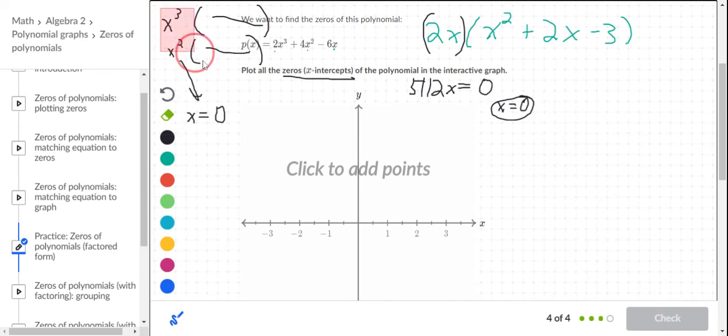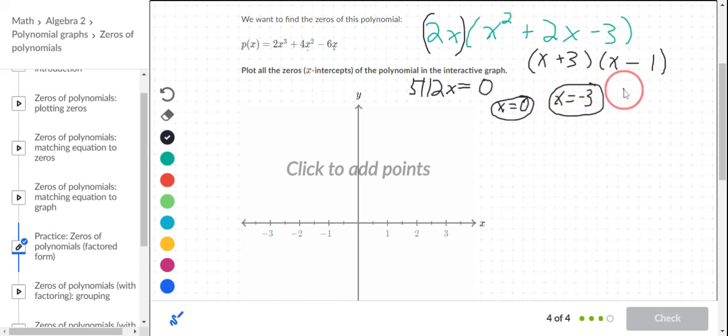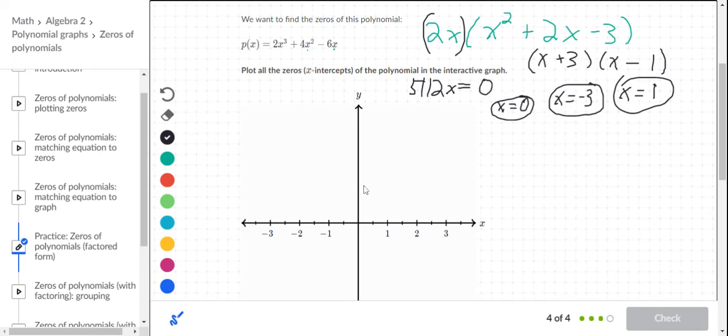All right. Now, let's continue on. We need to factor everything else. What are two numbers that multiply to equal negative 3? So they have a product of negative 3. They also add up to positive 2. All right. Those would be my factors. These would be my zeros. And then that's it. I have 3 zeros on this one.